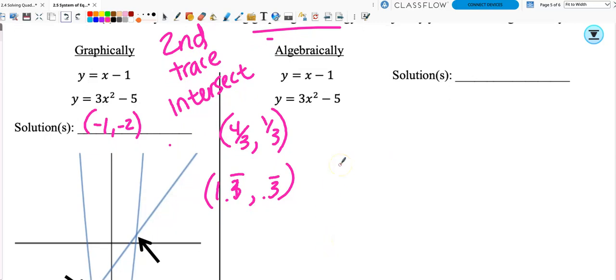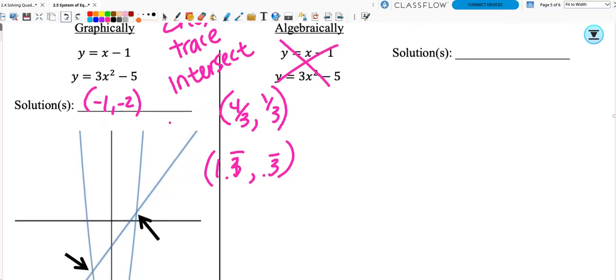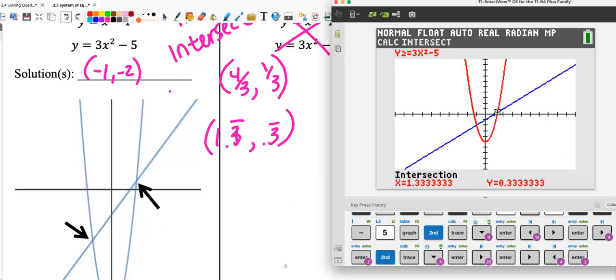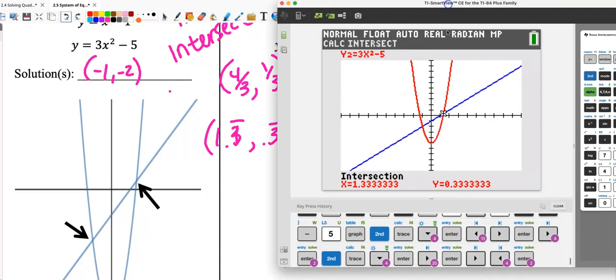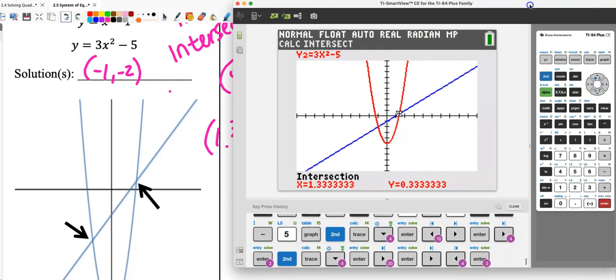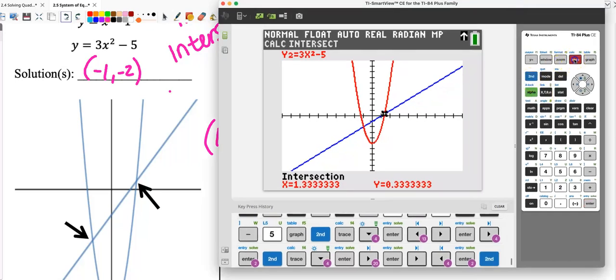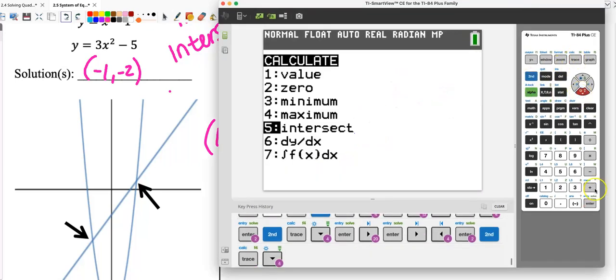Okay? For time's sake, I'm not going to solve it algebraically because I just taught you a cool calculator trick. So you could use this calculator trick on anything. Okay? So just make sure you graph them, second, trace, and you are finding the intersection.